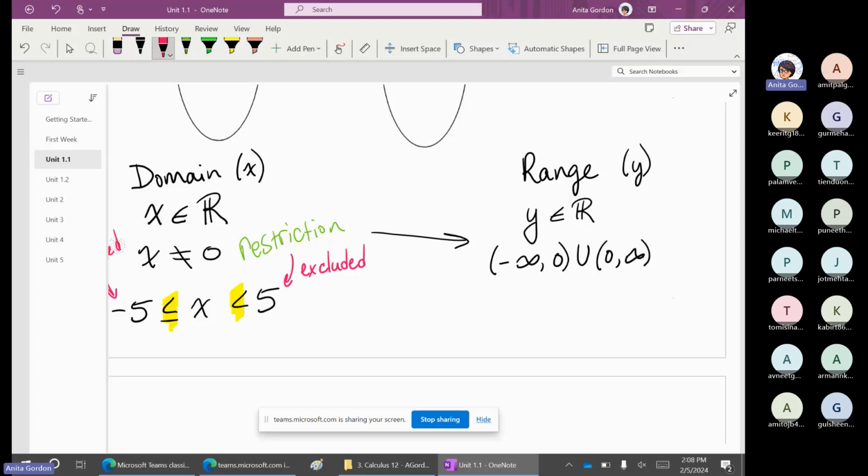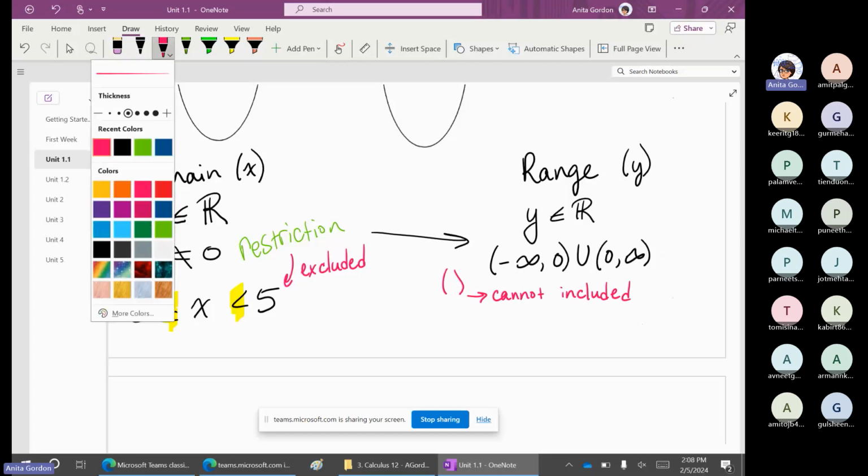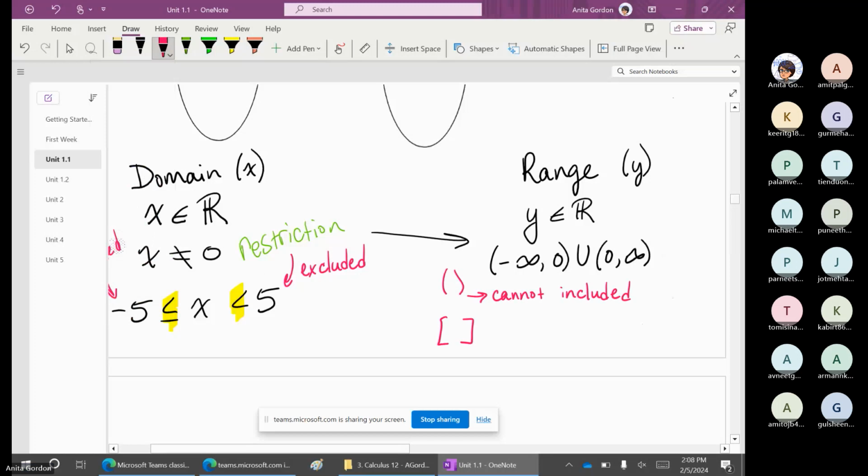When we use round brackets, this means cannot touch, or cannot be included. Square brackets means you can include it. So we call this interval notation.